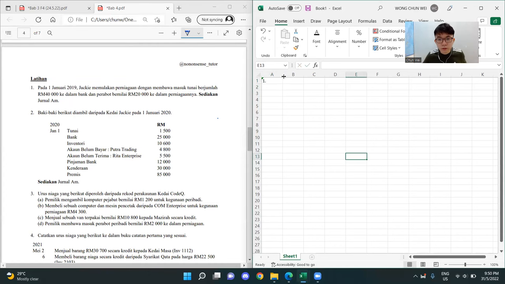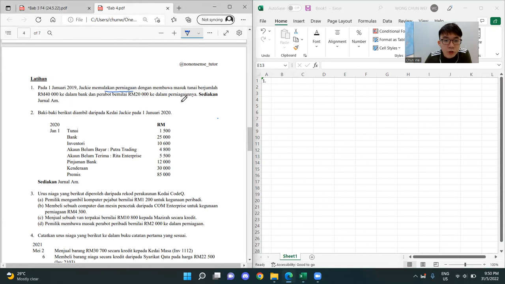So first thing, read the question. Pada 1 Januari 2019, Jackie memulakan perniagaan dengan membawa masuk tunai berjumlah RM40,000 ke dalam bank dan perabot bernilai RM20,000 ke dalam perniagaan. Sediakan jurnal am. Okay, so now they ask us to do a jurnal am. So for jurnal am, normally it is like an opening. When you read a book, in the beginning there's actually an introduction. Then there's chapter one till the end of the chapters.